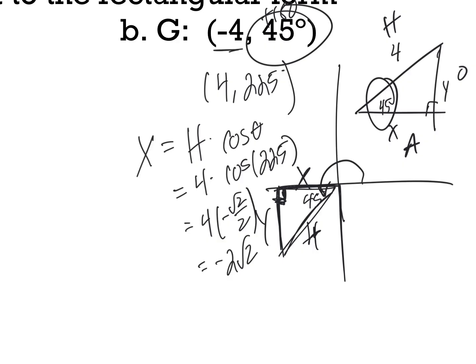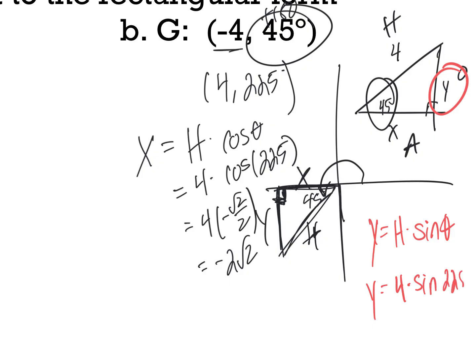But when it's not an angle from the unit circle, we're going to have to use the trig components. And if I want to find the y coordinate now, y is opposite and hypotenuse, so now we can go hypotenuse times sine of the angle. So the y coordinate here is 4 times sine of 225, which is the same value, so we end up with negative 2 root 2. So this rectangular coordinate is negative 2 root 2, comma, negative 2 root 2.